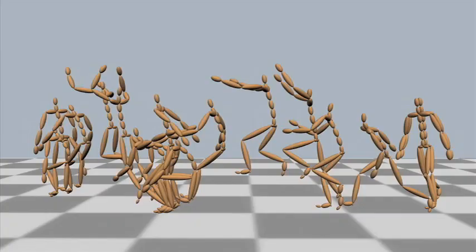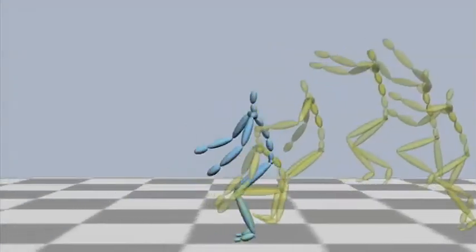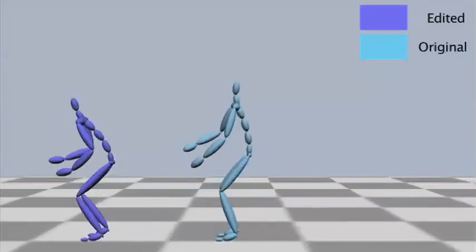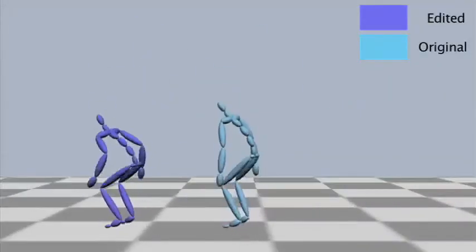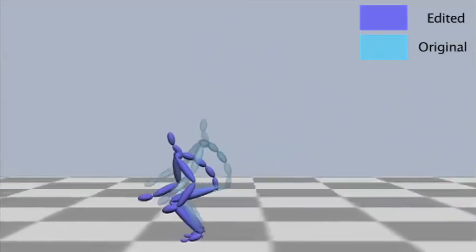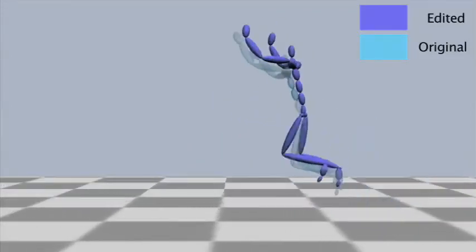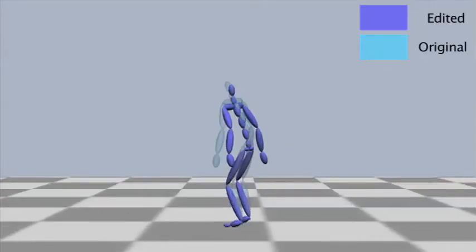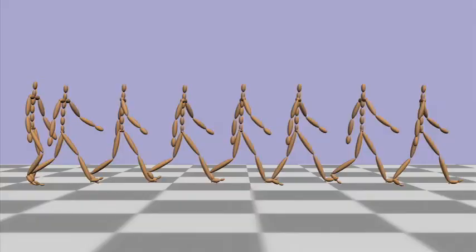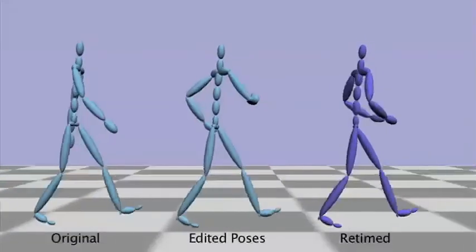In this example, we exaggerate the landings and leaps of a jumping motion, and we again add procedural succession to loosen up the overall feel of the motion. In this final example, we change a walking motion by changing how the arms are held and how the back moves, and then we apply an exaggerated succession to the back and arms to stylize the movement.